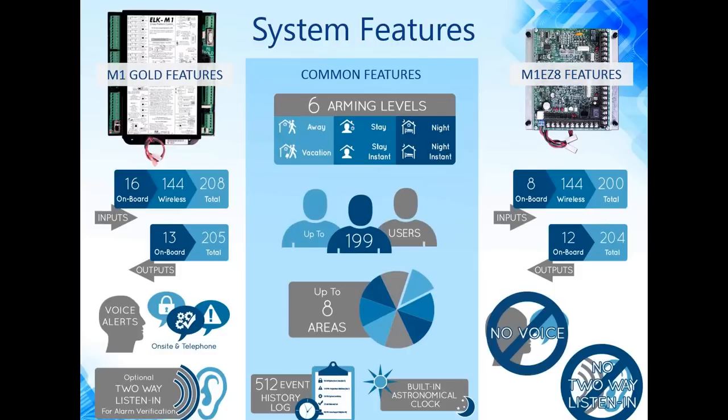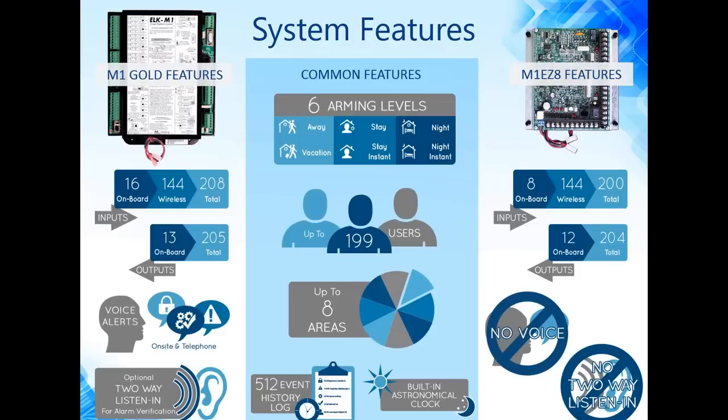In comparison, the EZ8 has 8 on board and can only go up to 200, but again could have the full capacity with the wireless of 144 zones. Outputs on the M1 Gold, you have 13 on board, and that can be expanded up to 205. The EZ8 has 12 on board and can be expanded to 204. Now, there's one output difference there, and that output is actually the voice output of the system.